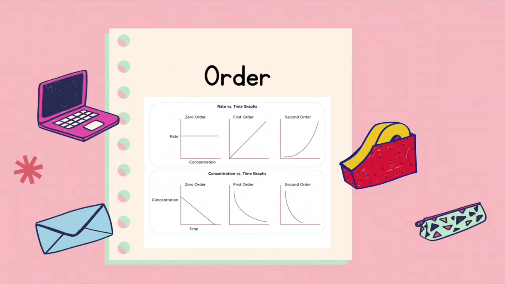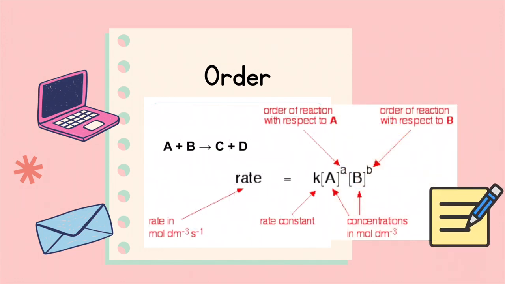In the rate over concentration graph, this horizontal line is a zero-order reaction to show a constant reaction. The first order has a straight line because the rate is directly proportional to the concentration. For the second order reaction, it has a quadratic graph because the rate is proportional to the square of the concentration.